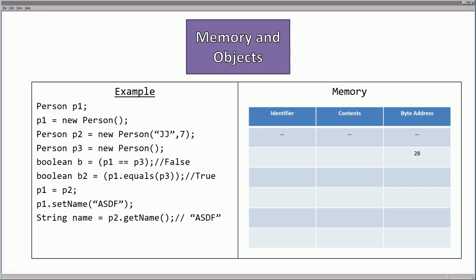So going through this example, let's see how memory and these objects work together. When we start out right here, we are declaring a new instance of this object, and we're calling it p1. Notice over in memory that the contents right now is null, and so this means that p1 has not been constructed.